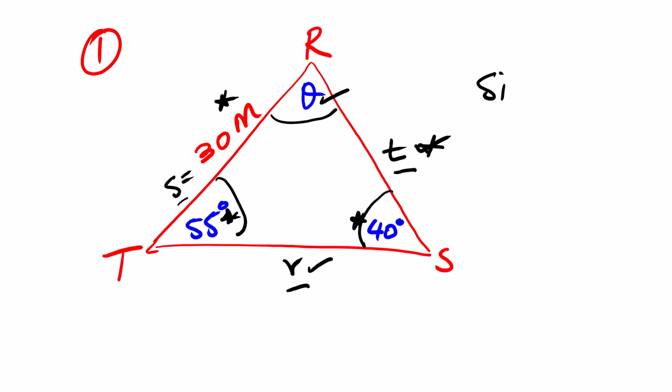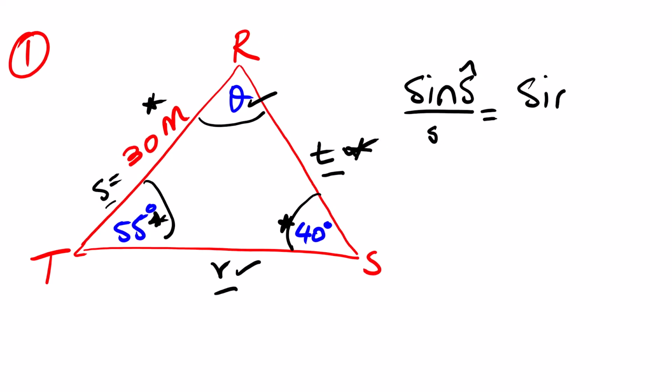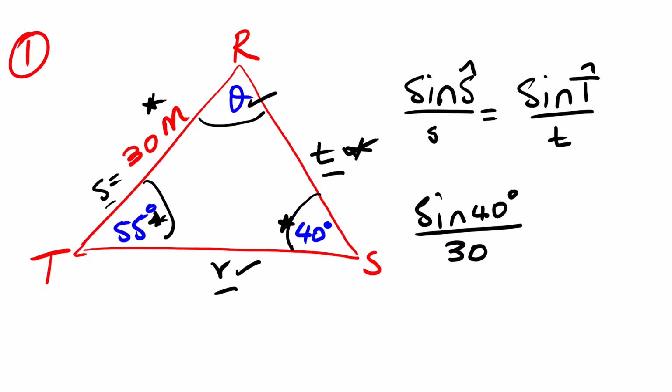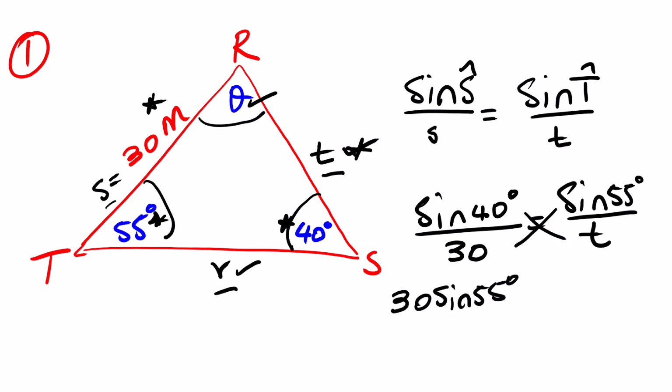In this case, we have the sine rule. We need to express our equation in terms of the given diagram. So we have sine S over small s equals sine T over T. We have sine S, which is 40 degrees, over s, which is 30 meters, equals sine T, which is 55, over the value of T we are looking for. Then from here we can cross multiply. We have 30 sine 55 equals T sine 40.